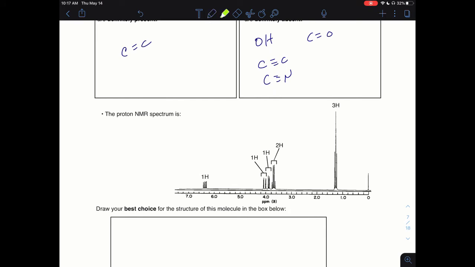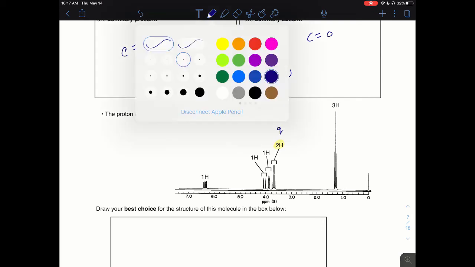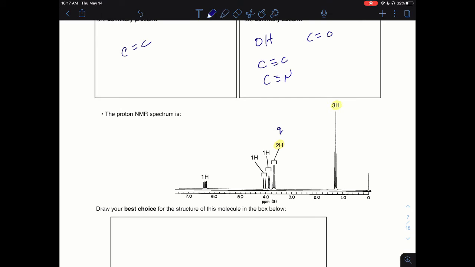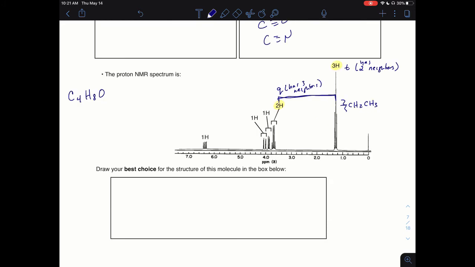I want to show you a pattern that can be helpful for you to recognize. There's 2H, and those 2H are a quartet. There's 3H, and that 3H are a triplet. So why is that important? Okay, well, triplet means that they have 2 neighbors. Quartet means that it has 3 neighbors. So 2H with 3 neighbors, 3 hydrogens with 2 neighbors. They're going to be coupled. They're connected to each other. So we're sure we have an ethyl group.